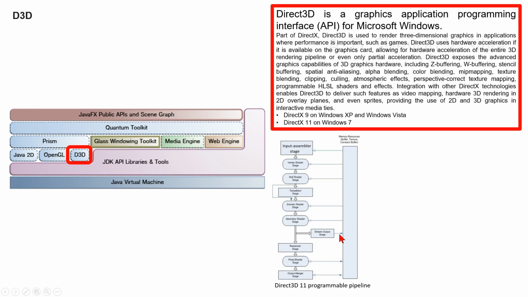Memory resources, such as buffer, texture, and constant buffer, are connected to the input assembly stage, vertex shader, hull shader stage, domain shader stage, geometry shader stage, and memory resources also interact with the pixel shader stage and output merger stage.